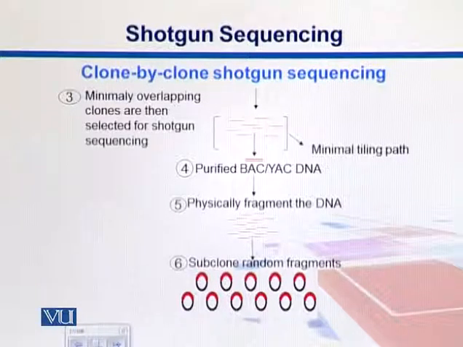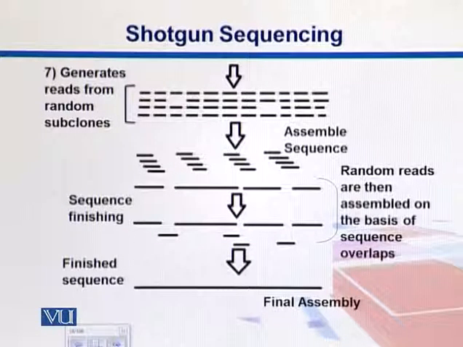So we take minimally overlapping clones, purify the DNA from those BACs and YACs, and physically fragment them. In the end we get small fragments from these clones, and these are subcloned again into vectors. So it's kind of a second step of cloning. Then we break those clones and present them to the sequencers, and in the end we get short reads.